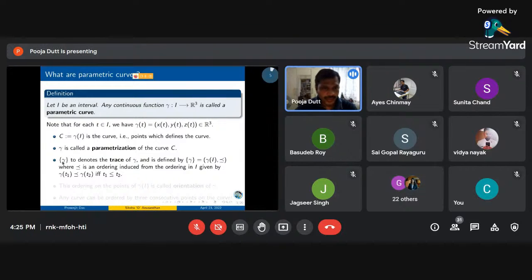Here this curly bracket gamma, we call the trace of gamma. It means the curve C, which is denoted gamma(I), along with one ordering, and this ordering happens to come naturally from the interval I. Interval I is a part of the real line, and in the real line you have a natural ordering. That natural ordering can be viewed inside this curve. So let me talk about it.